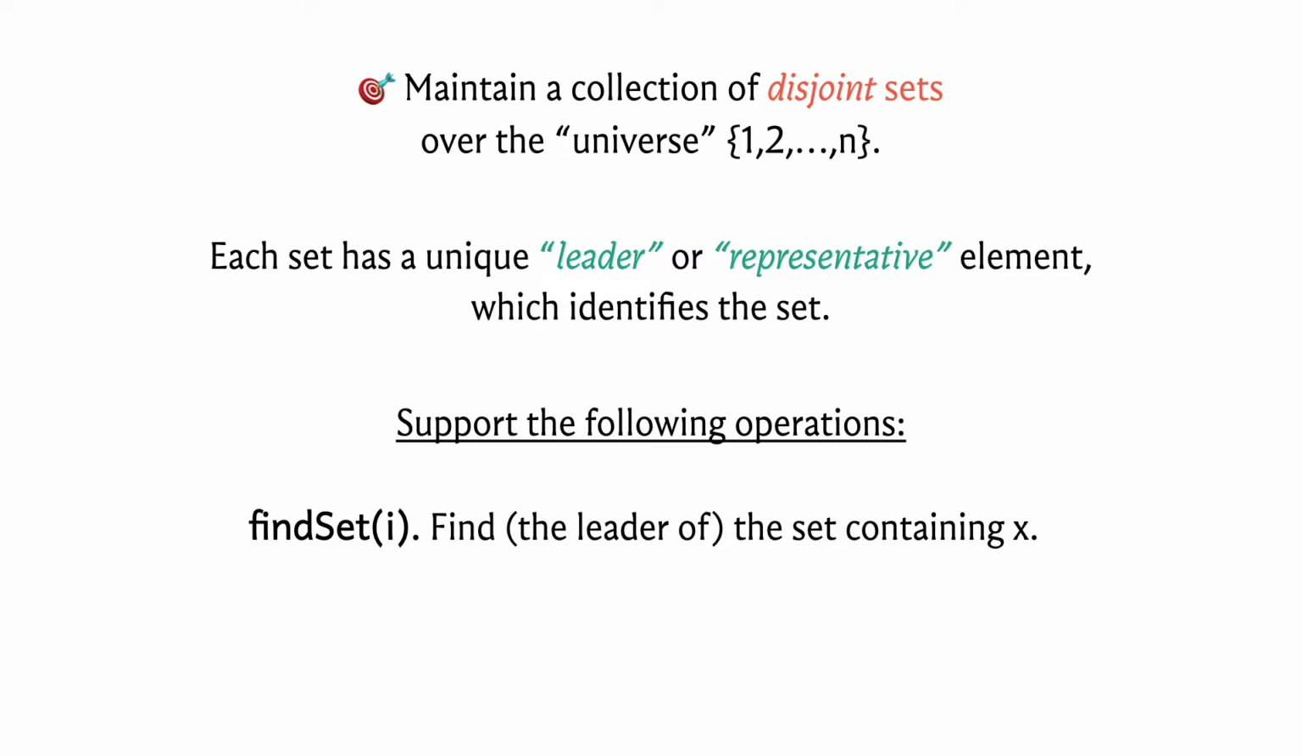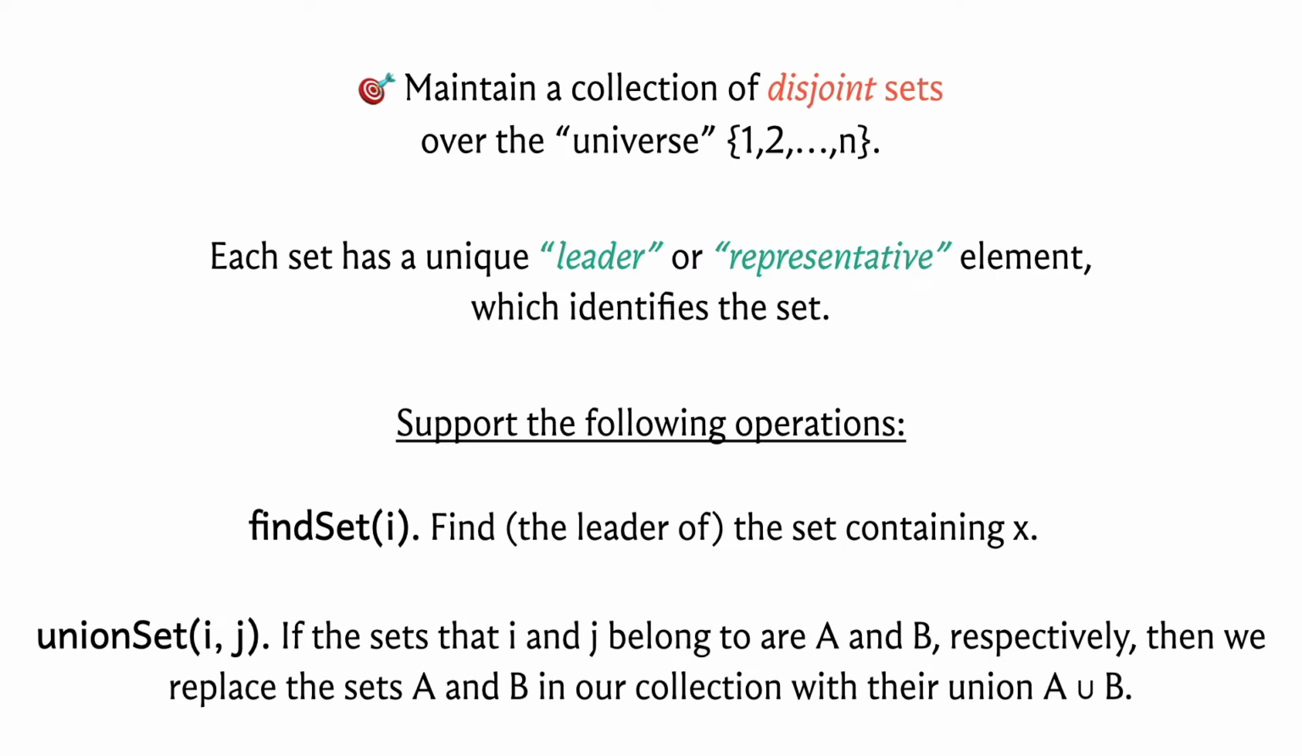The other thing that we want to do, and it's again hidden in the name, is a union operation. So if I give you two elements I and J, then we want to be able to merge the two sets that I and J belong to. Now, it's possible that when you're given this query, I and J happen to already belong to the same set. If that is the case, in this query, we don't have to do anything. But if they happen to belong to two different sets, then we want to be able to merge them. So that is the entire data structure.